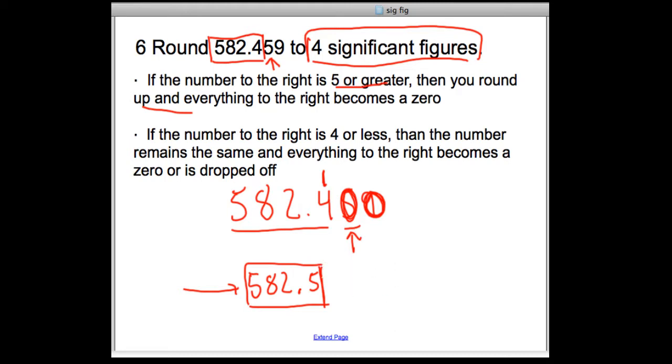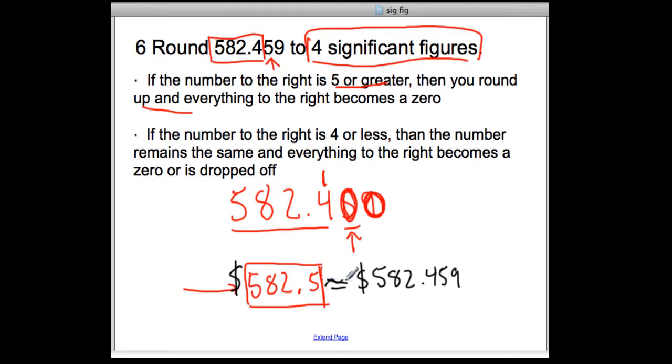Now, always, guys, always check your end product. Check your results, your answer. Your answer should be similar to the value that you started with. Again, think about this in terms of money. If I had $582.50, that's very close to or very similar to the $582.459 that I started with, right? So these values are very similar.